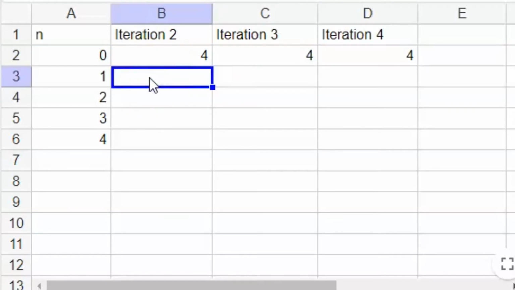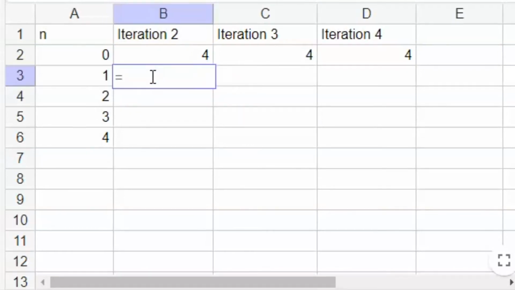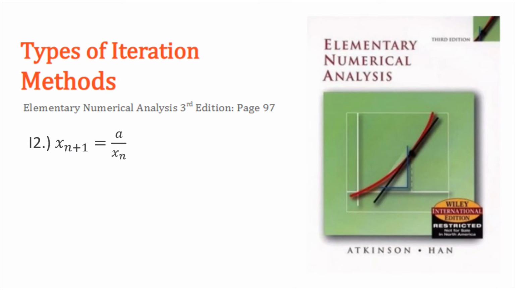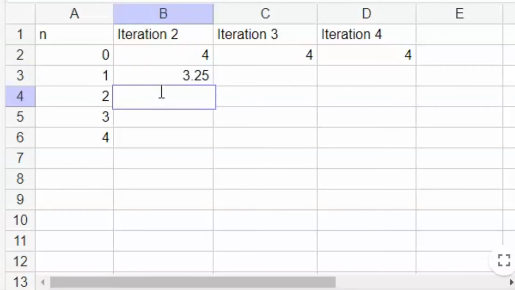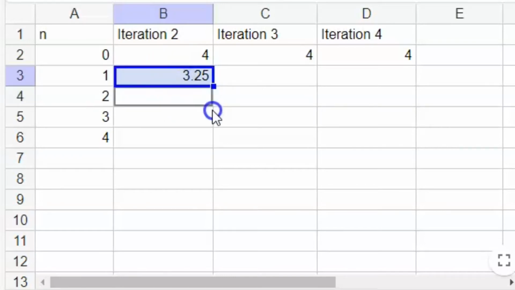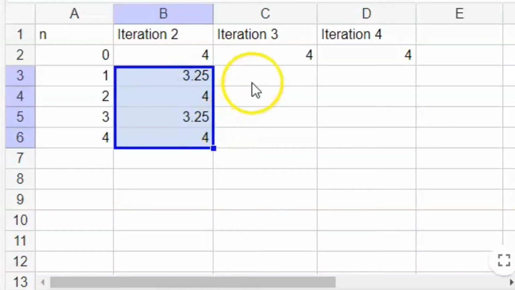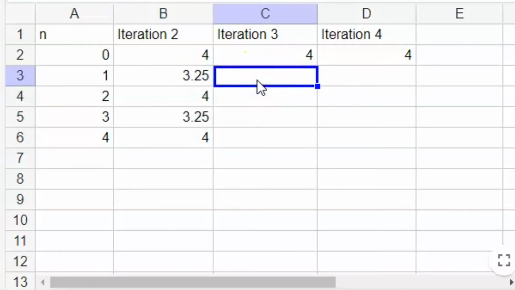Starting with iteration 2, which the formula states xn plus 1 equals a over xn, we will substitute our values here. So in our table, we will say that it equals 13 over xn, which is 4. We can simply drag this down to reveal the next 3 iterations for this method. Or if you're solving by hand, you can continue plugging in your output as your input.